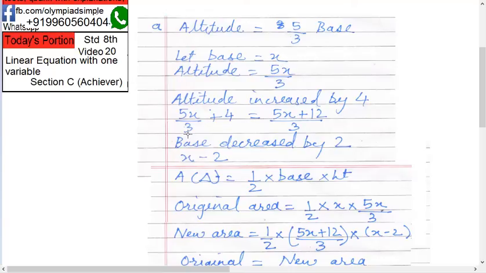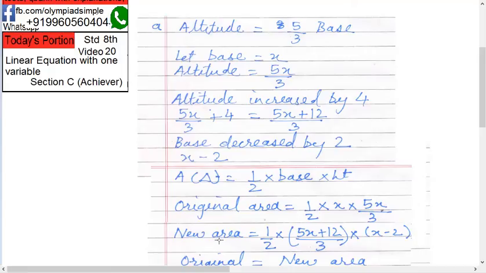So solve this. It becomes 3 times 4 is 12. (5x plus 12) upon 3. Next, the base is decreased by 2, but the base is x. So the new base is x minus 2. So the original area means the earlier area, when altitude and base were 5x by 3 and x. So area is what? Half base into height. So the original area is half into base x into 5x by 3.